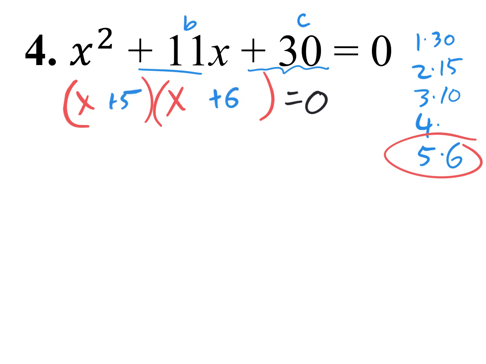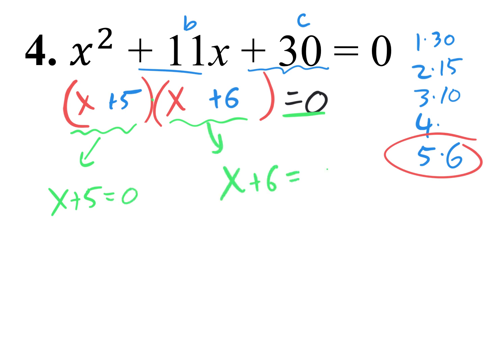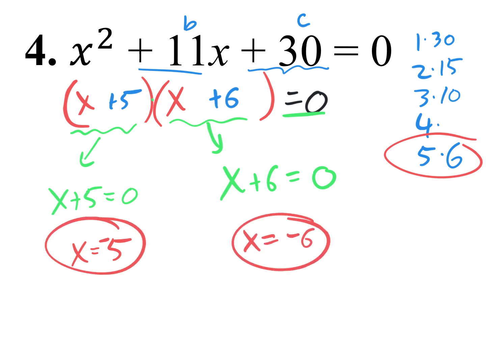And now you could do zero product property, which says if you have something times something and it equals 0, well, the first something, the x plus 5, could equal 0. And the second something, the x plus 6, could also equal 0. And if you solve both of those simple one-step equations, you're going to get x equals negative 5 and x equals negative 6. Those are your two answers. Solved really quickly, really easily, using the skills that we already learned in Chapter 8 of factoring, splitting, and solving.